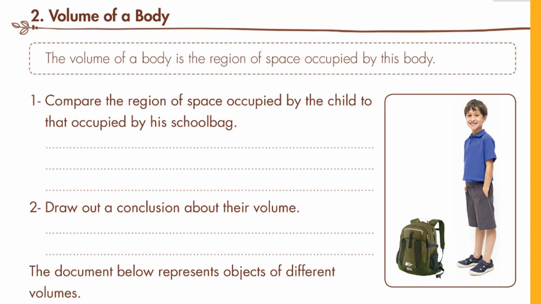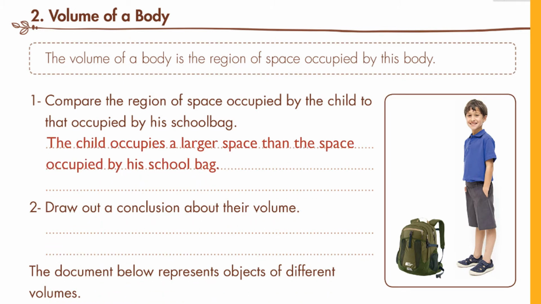Compare the region of space occupied by the child to that occupied by his school bag. Which one occupies a bigger space? The child or the bag? Of course, the child. So the child occupies a larger space than the space occupied by his school bag. Draw out a conclusion about their volume. What do we conclude about the volume? Whose volume is larger or bigger? Yes, right. The volume of the child is larger than that of the bag.